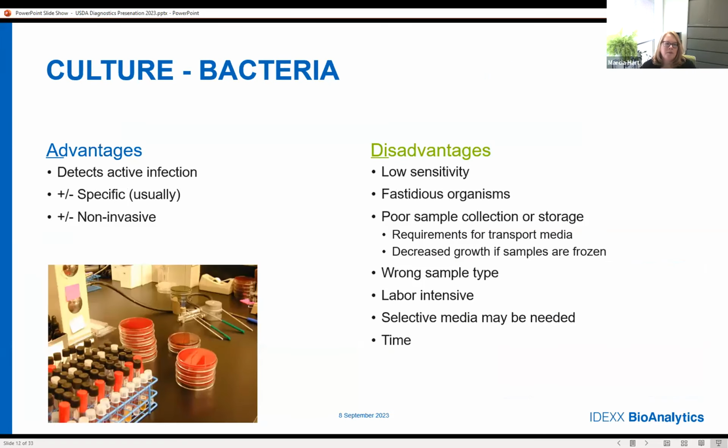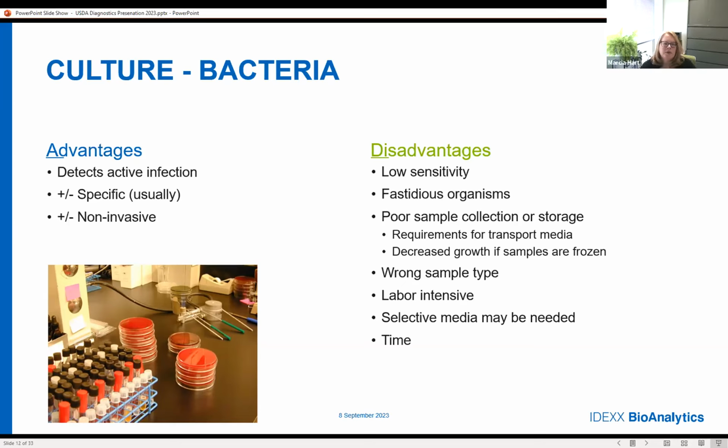Let's talk about culture. This could be bacteria, but it could also be for fungi as well. Advantages, it detects the active infection. It's usually specific, but there are some caveats to that, and that usually goes along with the various challenges with sample type, and we'll talk about that in terms of low sensitivity here in a minute. It is typically non-invasive, unless you're doing a diagnostic workup for an animal that currently has disease that you are going to euthanize, or perhaps died, and you want to do a diagnostic workup for those animals. But routine health monitoring is typically non-invasive.